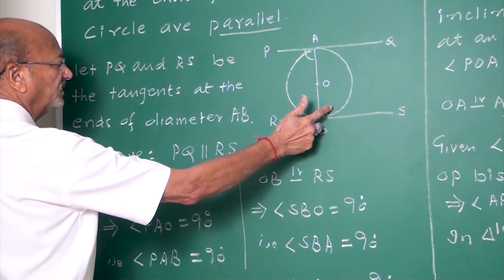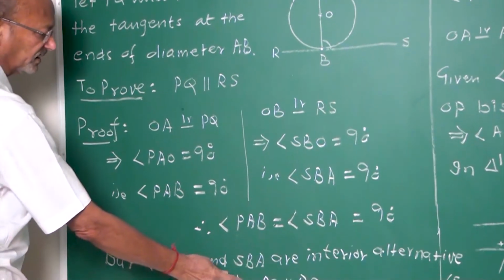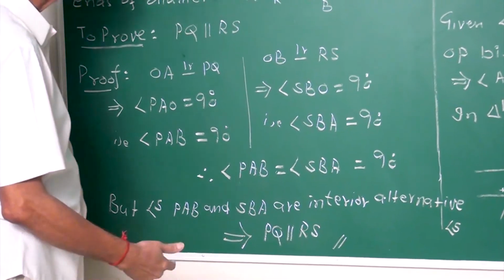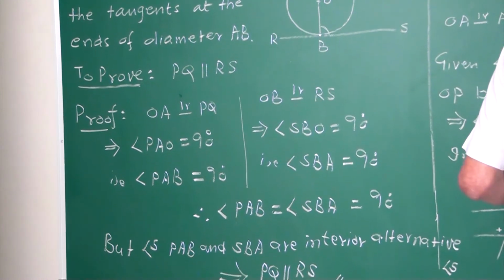These two are nothing but the interior alternate angles. When they are interior alternate angles, you can say that these two lines are parallel. This is the proof, my friends. Copy it.